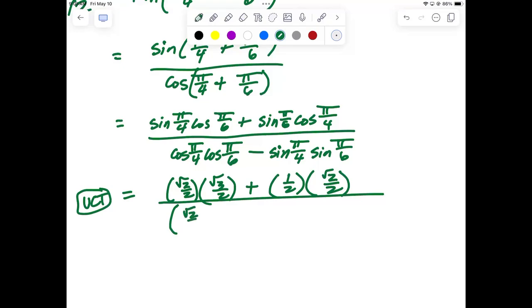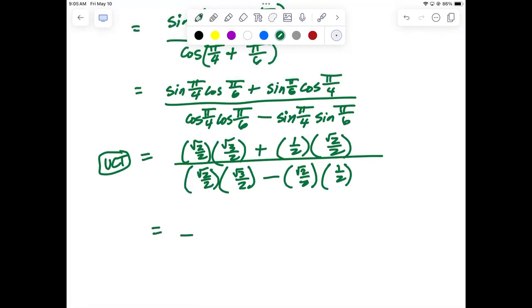Cosine of pi fourths, square root of 2 halves. Cosine of pi 6, square root of 3 halves, sorry. Square root of 3 halves. Plus, or minus, sorry, minus. I got distracted there. Sine of pi 4, square root of 2 halves. And then sine of pi 6, 1 half.